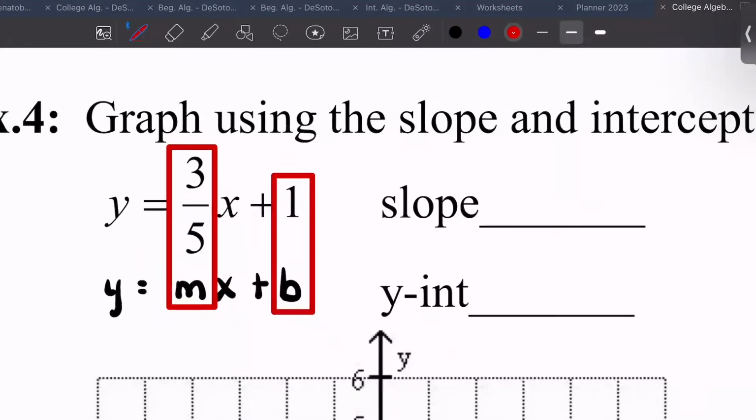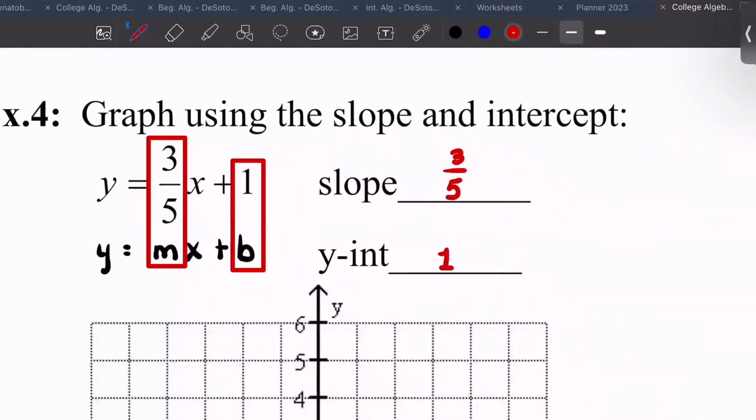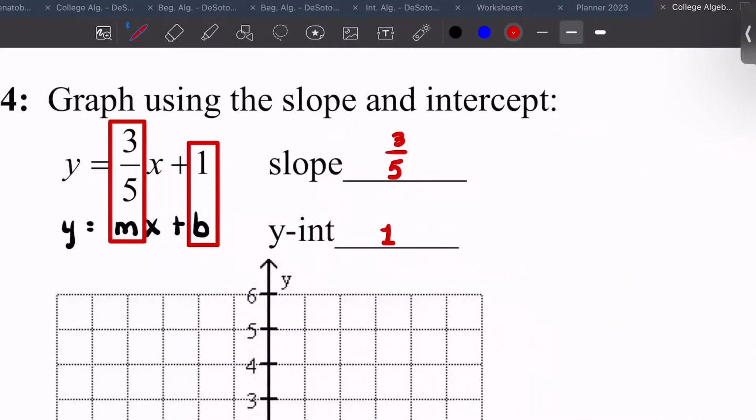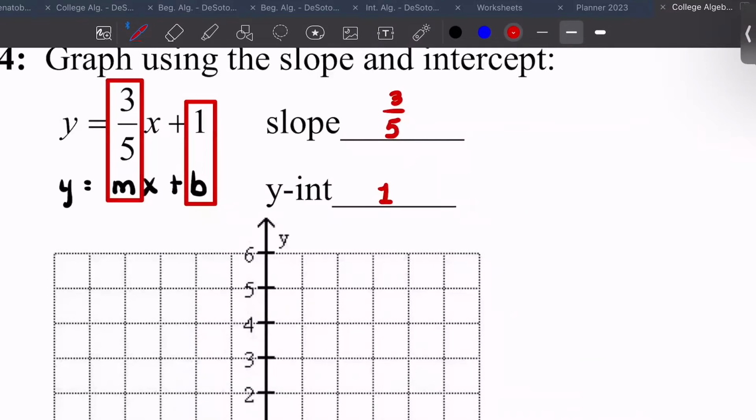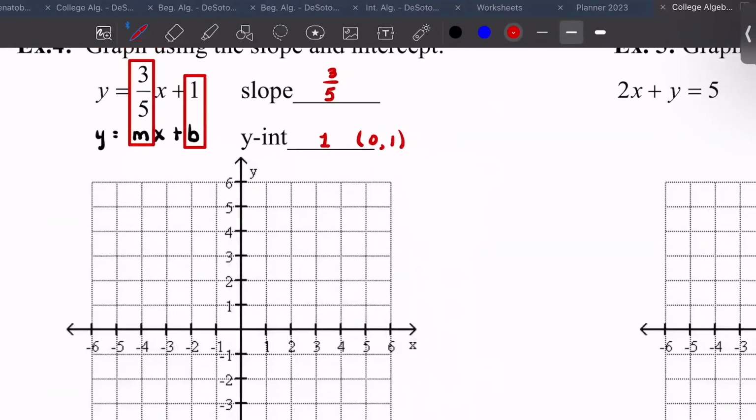Okay. So our m, which is our slope, is 3/5. And our b, which is our y-intercept, is 1. What does y-intercept mean? That's where you're going to start. You're going to start on the y-axis, so the vertical one, and you're going to plot the point (0, 1), because it needs to be on the y-axis, so your x coordinate needs to be 0. So you start at your y-intercept, and then you rise and run whatever your slope is.